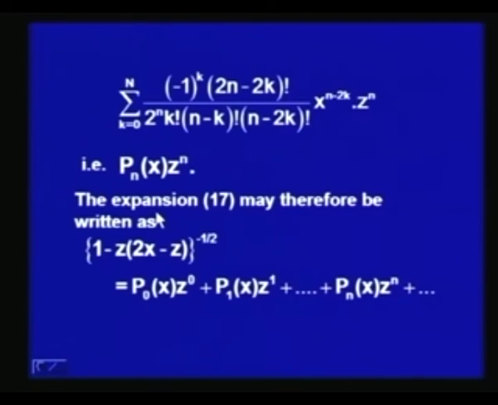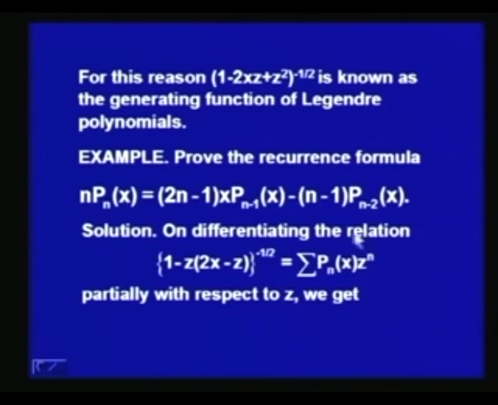And thus, we can see that the expansion 17 may be written as (1 minus z(2x minus z))^(minus half) equal to P0(x) z^0 plus P1(x) z^1 and so on, Pn(x) z^n and so on, which can be written as sigma n equal to 0 to infinity Pn(x) z^n. And for this reason we call (1 minus 2xz plus z²)^(minus half) the generating function of the Legendre's polynomial.